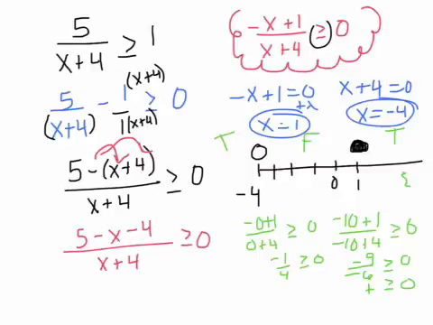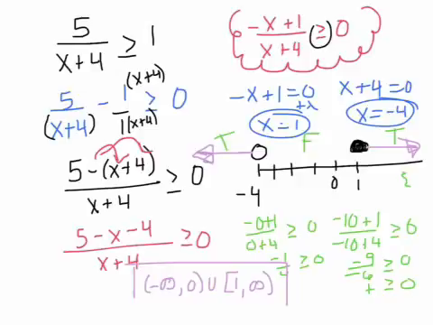So my final solution, let me find another color to write my final solution, is going to be this interval right here and this interval right here. So from negative infinity to negative 4, open, or closed 1 to infinity for the other one. There is my final solution.